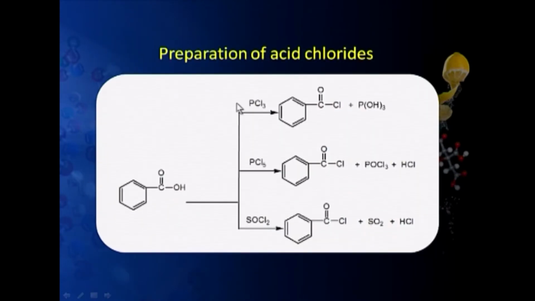The same reagents can be used for the preparation of aromatic acid chlorides also from aromatic acids. That is, benzoic acid can be converted into benzoyl chloride using the same reagents, thionyl chloride or PCl5 or PCl3.